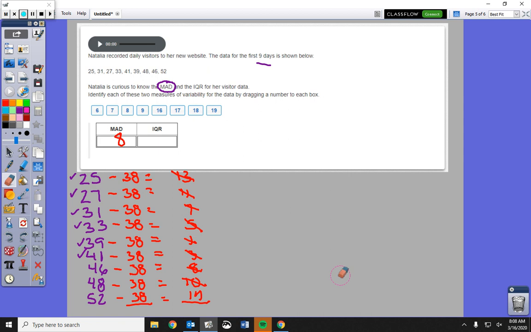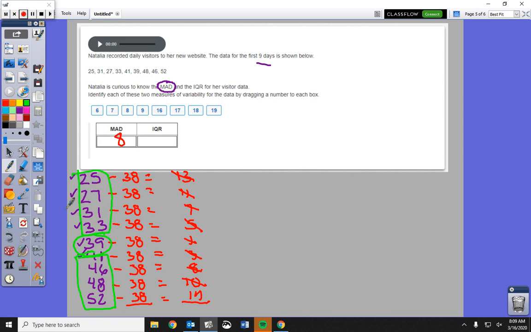Finding the IQR. We have all these numbers in order from least to greatest. I think we have an odd number of data. We have 9. 1 less than 9 is 8. Half of 8 is 4. So 1, 2, 3, 4. Lower half. There's quartile 2. 1, 2, 3, 4. There's the upper half.